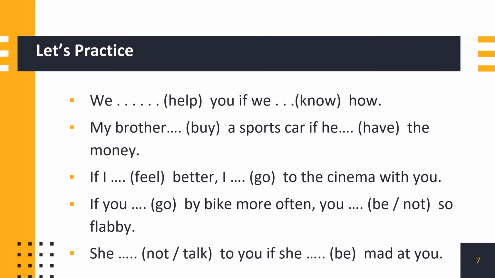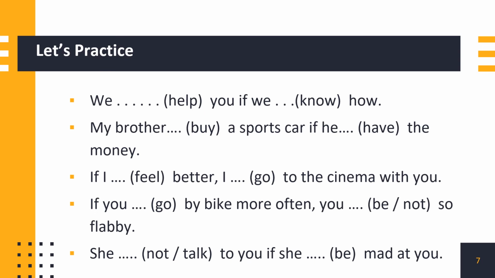That's about the theory of the second conditional sentence. To check your understanding, let's have a practice. The first one, remember, we see the main clause at the beginning of the sentence. So we need would and also verb 1. We would have you if we knew how.